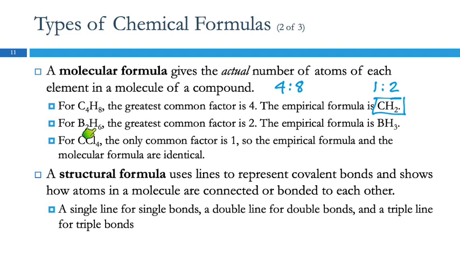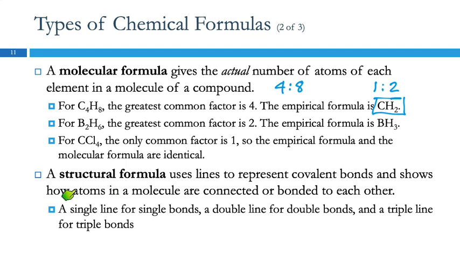In B2H6, this is the molecular formula. The empirical formula would be the lowest ratio, which would be BH3. Carbon tetrachloride, CCl4, that's a 1 to 4 ratio. It cannot be reduced anymore. The molecular formula and the empirical formula are exactly the same. We'll talk more about the relationship between empirical and molecular formulas later on.